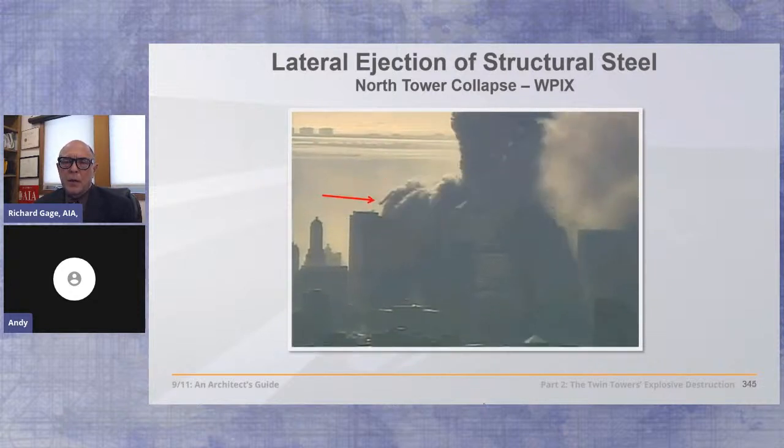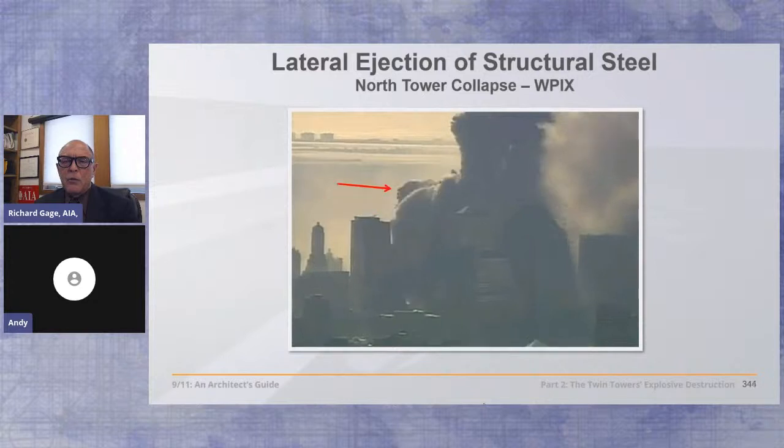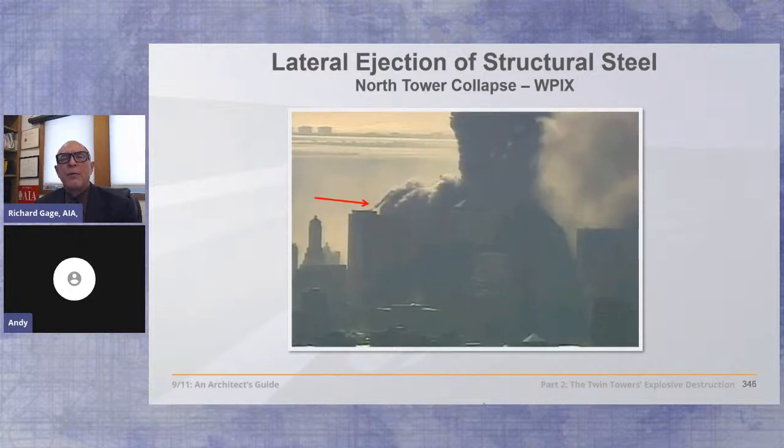Wait. Back 2, forward 2. That's 45 degrees. How does gravity work? Down. What's going on here? Out. Some incredibly powerful force has ejected this structural steel piece weighing up to 4 tons out.